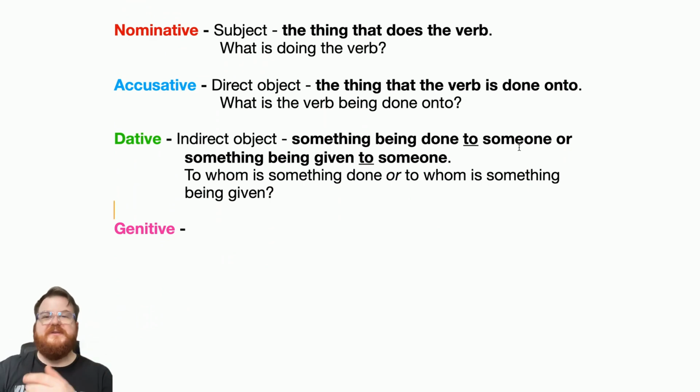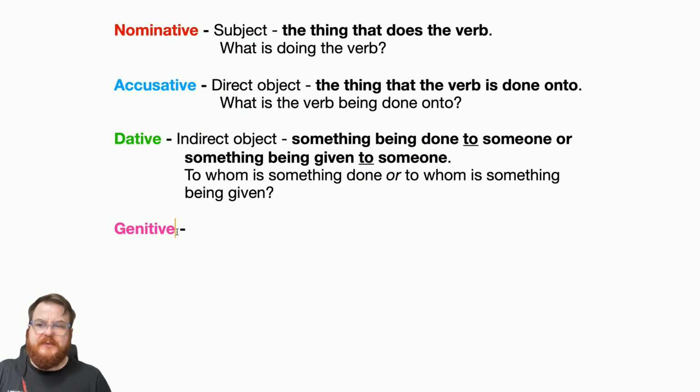The nominative marks the subject. It's the thing that does the verb. If we want to work out what the subject is in a sentence, we should ask the question, what is doing the verb? For the accusative, that marks the direct object. It's the thing that the verb is done onto. If we want to know what the accusative is, we should ask the question, what is the verb being done onto? For the dative, it marks the indirect object. So it's something being done to someone or something being given to someone. And if we want to work out what the dative is in a sentence, we should ask the question, to whom is something being done? Or to whom is something being given?